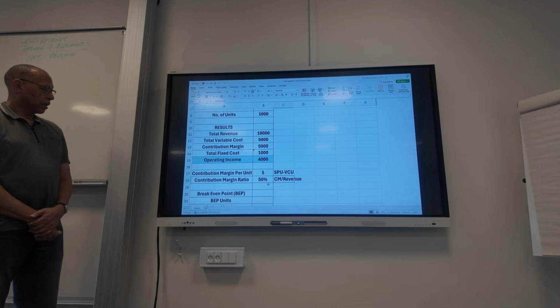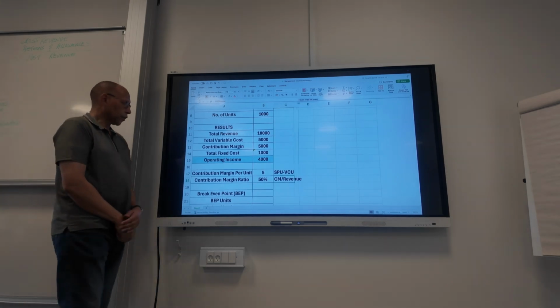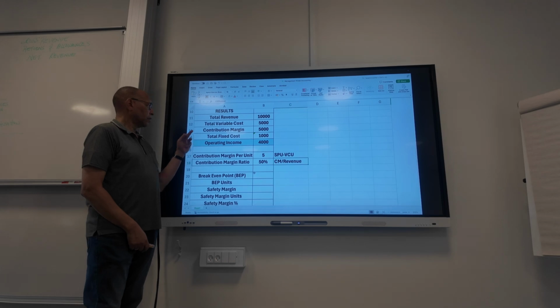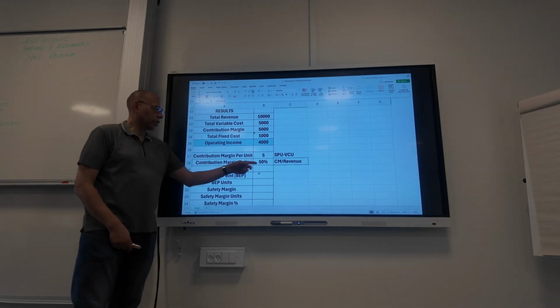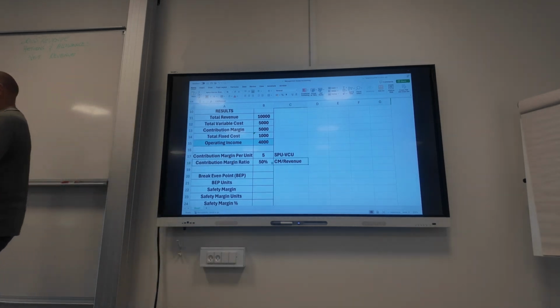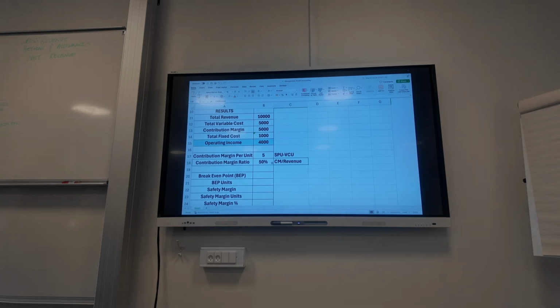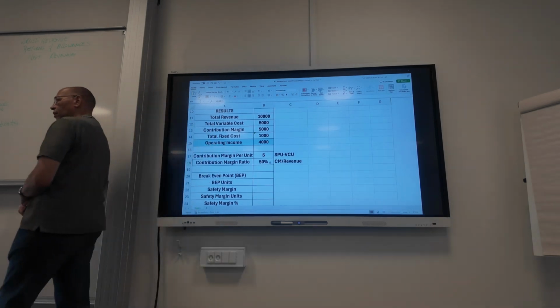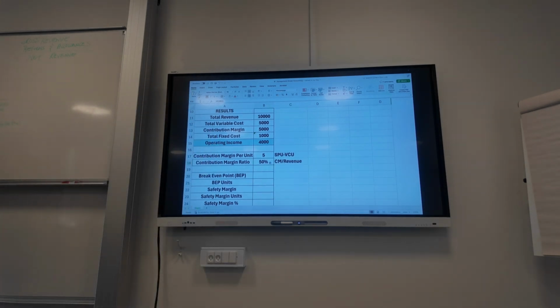So you got contribution margin divided by total revenue equals 50%, right? So think about what you're doing. If the contribution margin ratio is 50%, what percent is total variable cost?